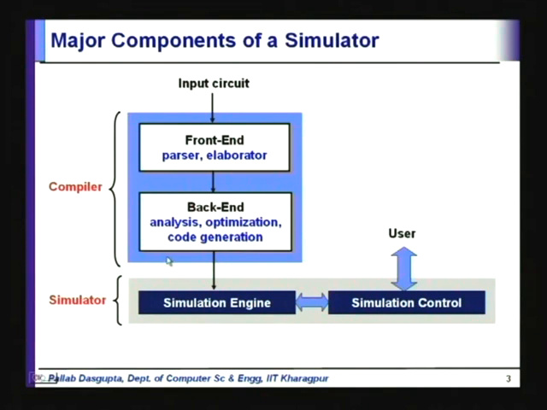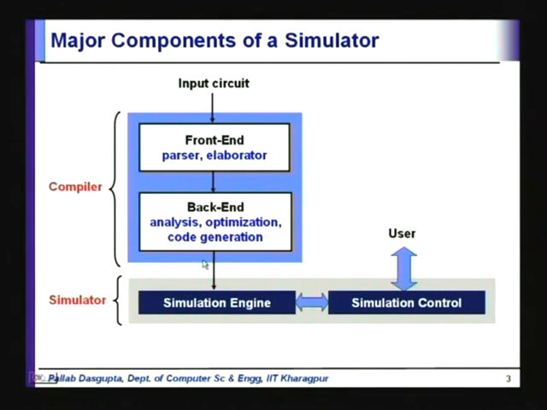What the compiler does is it produces some form of code. That code could be a high level language code like C++, it could be an abstract language code which is interpreted by the simulator, or it could be pure machine code directly generated by the compiler. That is the compilation of the circuit structure into a simulatable form, and the simulation engine is the one which actually schedules the different events and then simulates each of those blocks one by one. Simulation control is something which the user can use to control various aspects of the simulation at runtime.